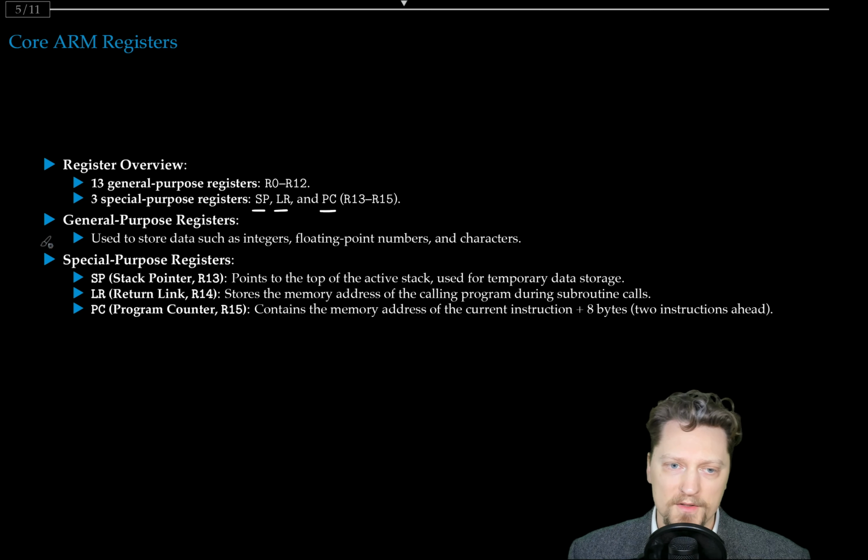The general purpose registers are used to store data such as integers, floating point numbers, and characters. The special purpose registers, stack pointer, SP, points to the top of the active stack used to temporarily store data. The return link, LR, stores the memory address of the calling program during subroutine calls, keeps our place where we are in our program. And the program counter contains the memory address of the current instruction plus 8 bytes, which is to say 2 instructions ahead, and it tells us where we're headed in our program.